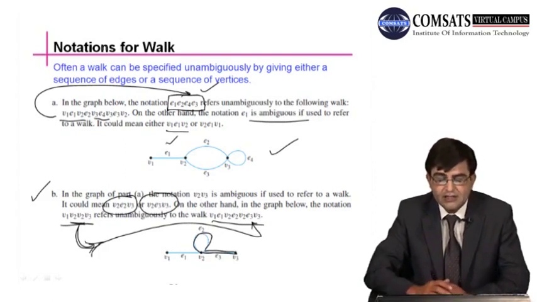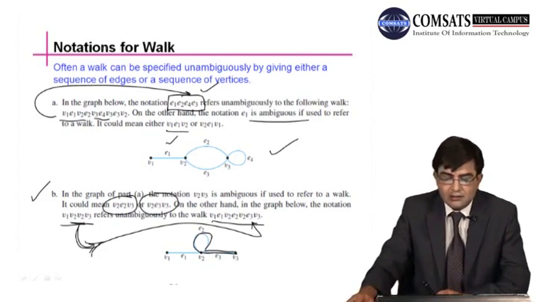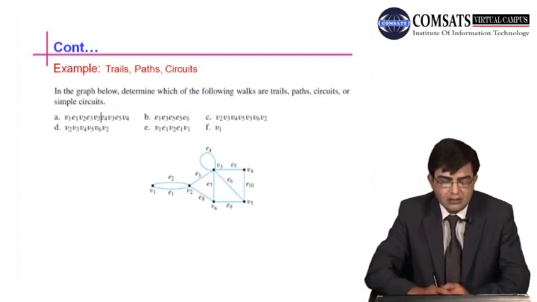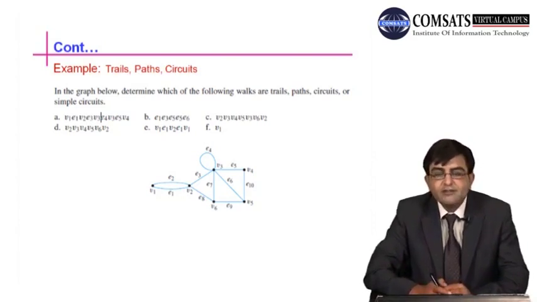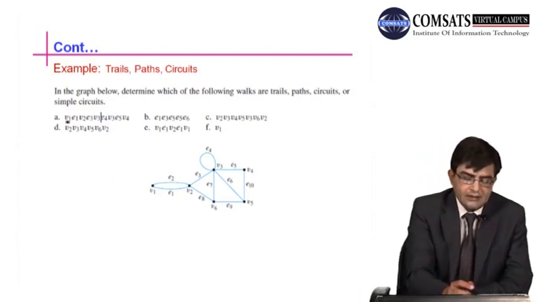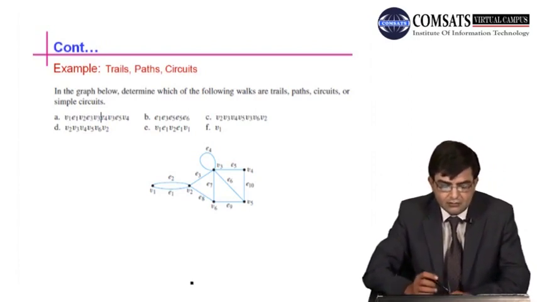So these are some other notations for writing walks. Let's now investigate, with the help of examples, what trials, paths, circuits, closed simple circuits and closed walks are. In the graph below, determine which of the following walks are trials, paths, circuits, simple circuits or closed walks. First, in part A, we are given V1 E1.